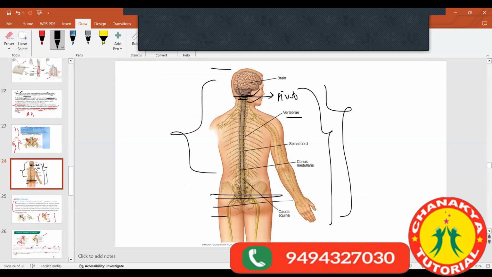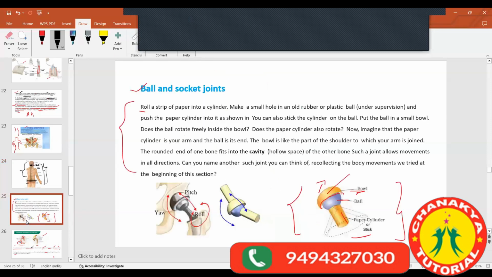I hope you can try with your mobile phone, joining with your mobile phone and trying whether you can talk or not. Please try that. Yes, that is correct. That is the pivot joint.